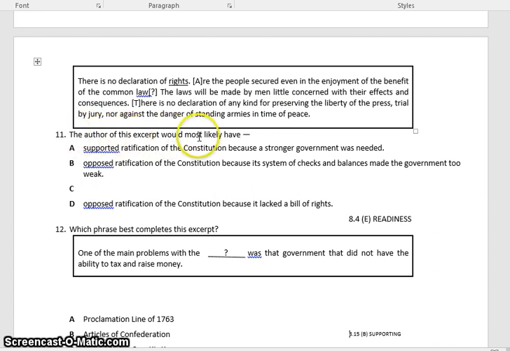The author of this excerpt most likely would have A. supported the Constitution because a stronger government was needed. B. He was opposed to the Constitution because the system of checks and balances made the government too weak. Or D. He was opposed to the ratification of the Constitution because it lacked a Bill of Rights. It talks about these rights right here: liberty of the press, trial by jury.